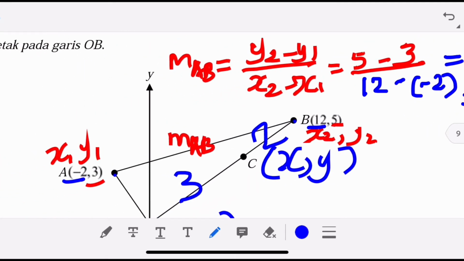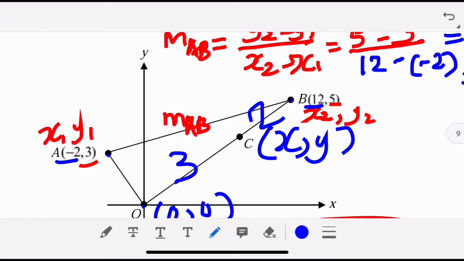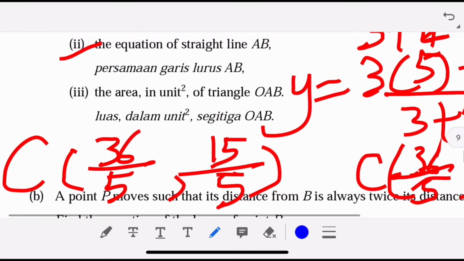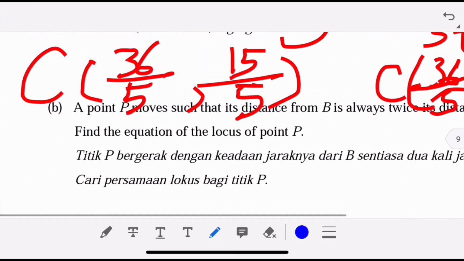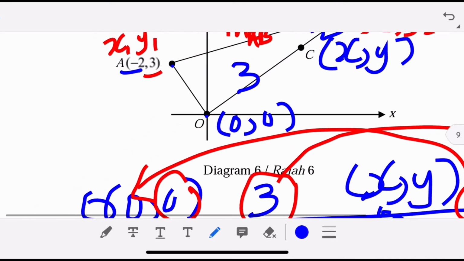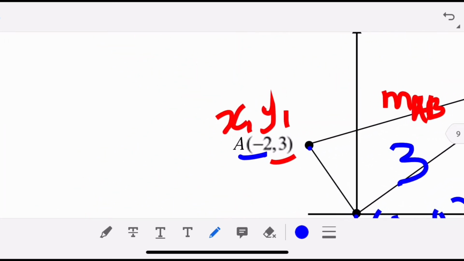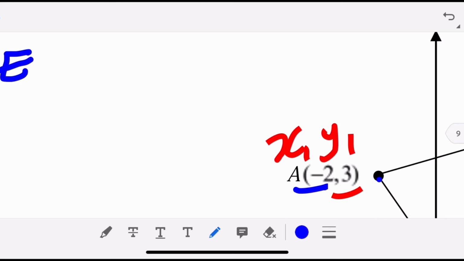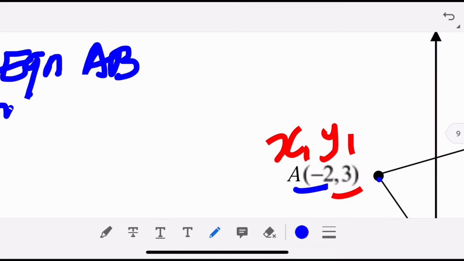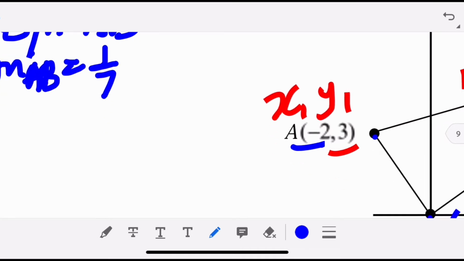Now I'm going to form the equation. Okay, there are two ways to form the equation of line AB. So you can use the gradient form, y minus y1 equals m times x minus x1. But I think we stick to the simple one. We use y equals mx plus c. Okay, we have gradient 1 over 7.